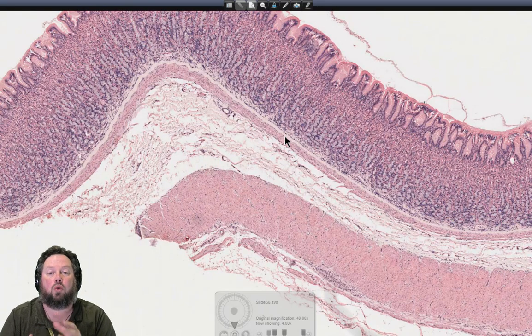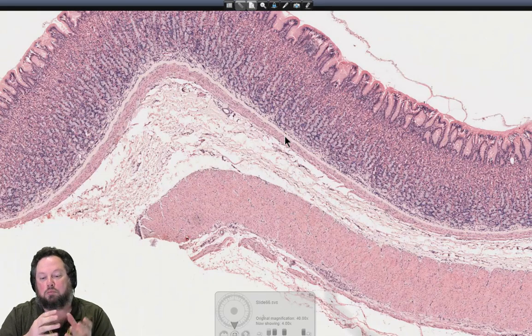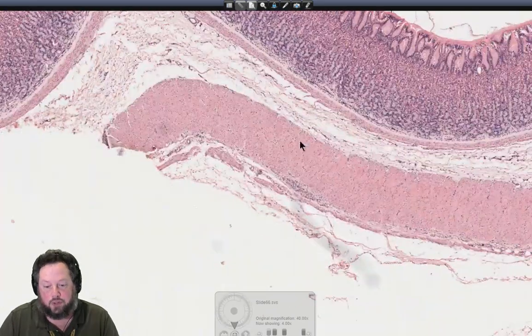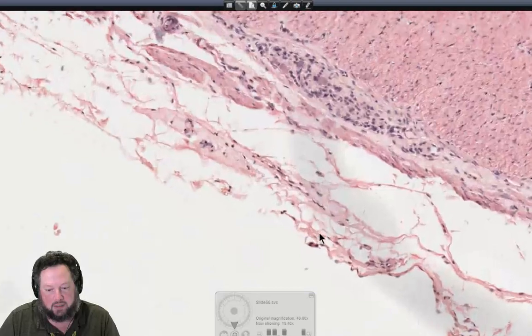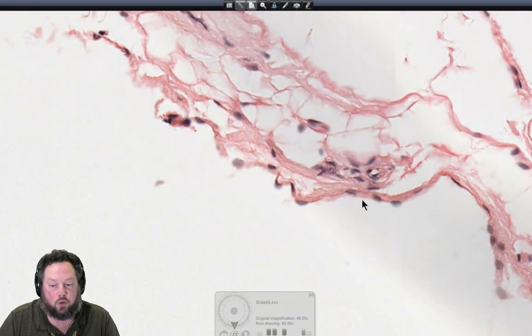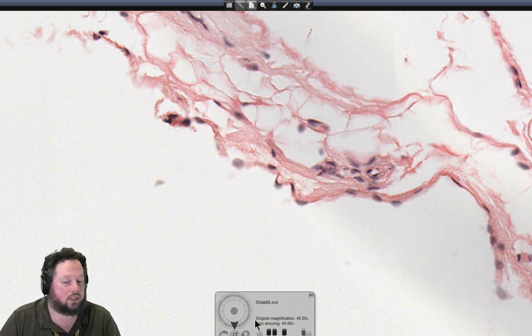Any organ that requires mobility to enable mixing will have a serosa on the outside because it provides a smooth, frictionless surface on the outer surface, and so it doesn't cause abrasion. So I think we can zoom out here a little bit. You can actually see some of the simple squamous mesothelial lining of the serosa, tunica serosa.